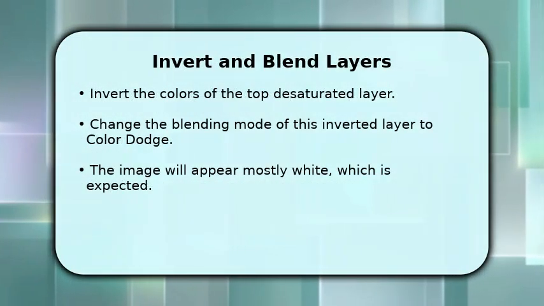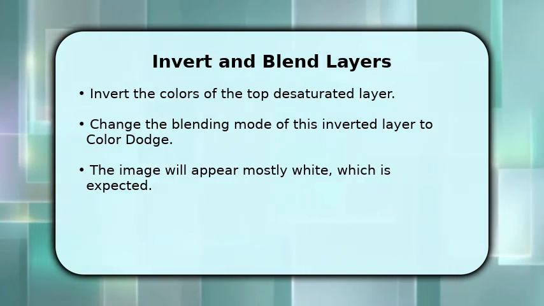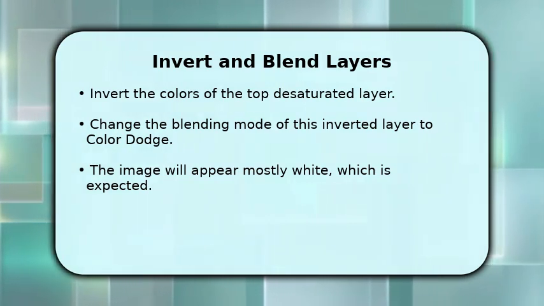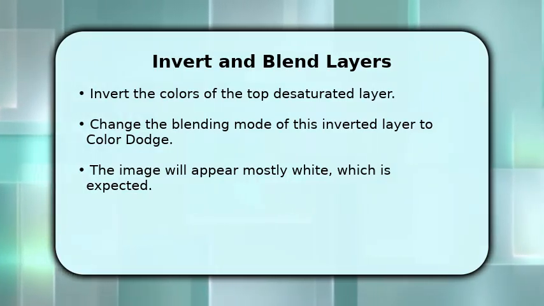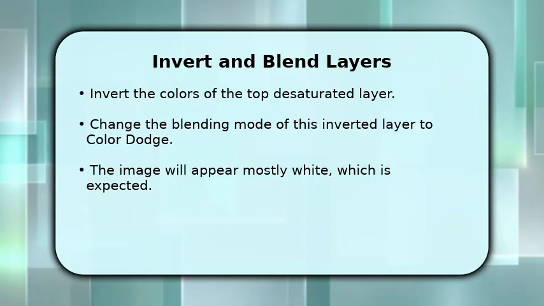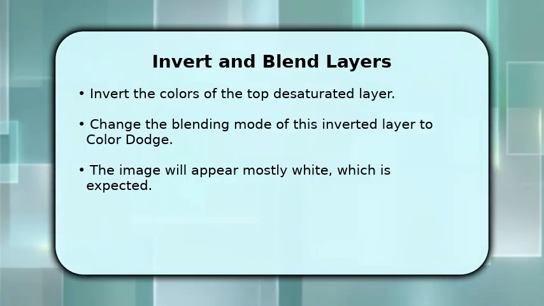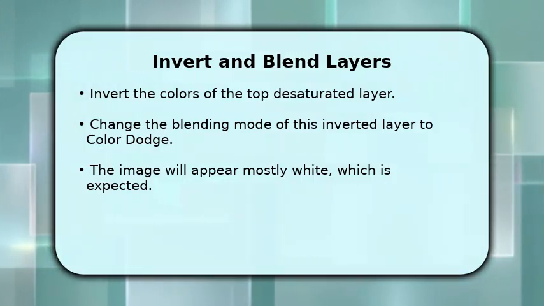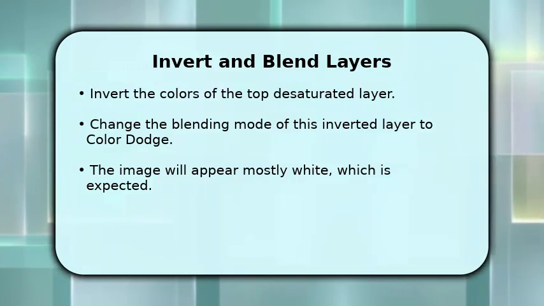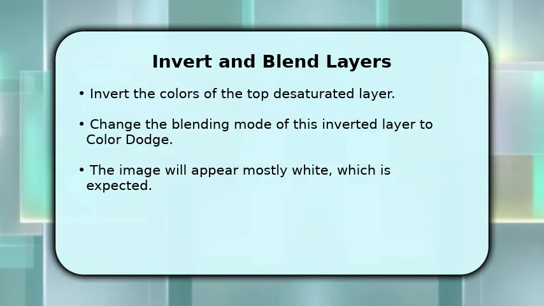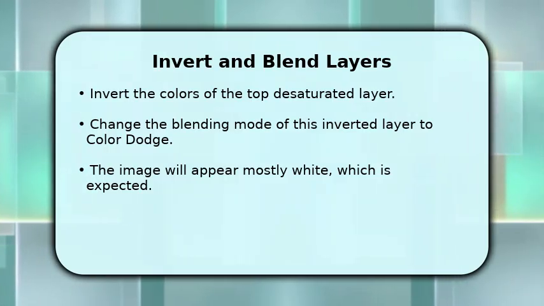Now, select the top desaturated layer and invert its colors. This will make your image look like a photo negative. After inverting, change the blending mode of this layer to color dodge. Don't worry if your image appears almost completely white. This is the correct visual cue for our next step. This blending mode is key to revealing the sketch lines.